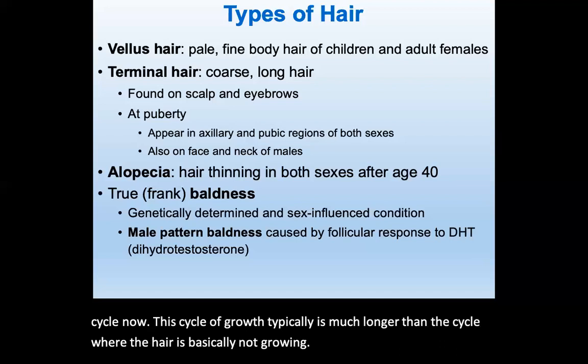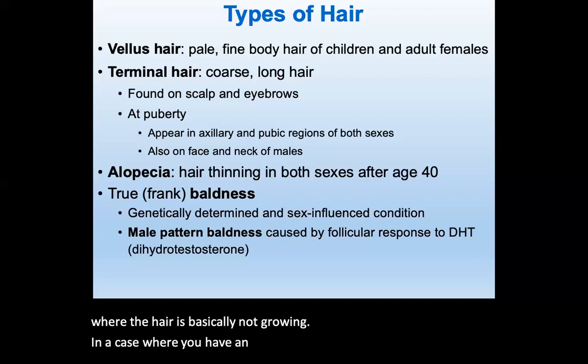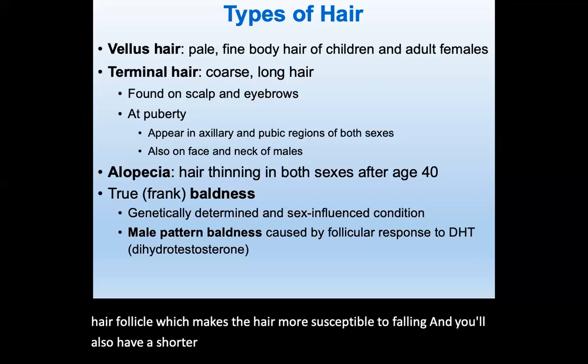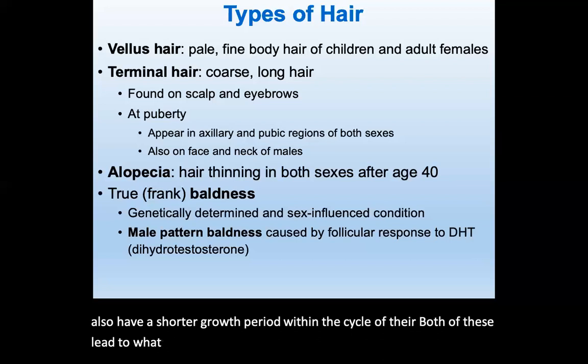In a case where you have an increase in DHT, this cycle of growth is significantly shortened. So you have a shrinking of the hair follicle, which makes the hair more susceptible to falling, and you also have a shorter growth period within the cycle of the hair. Both of these lead to what we identify as male pattern baldness.